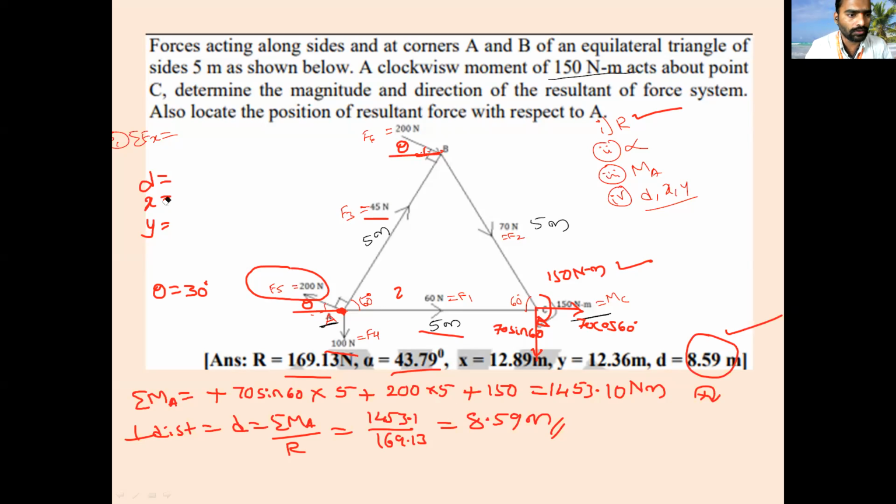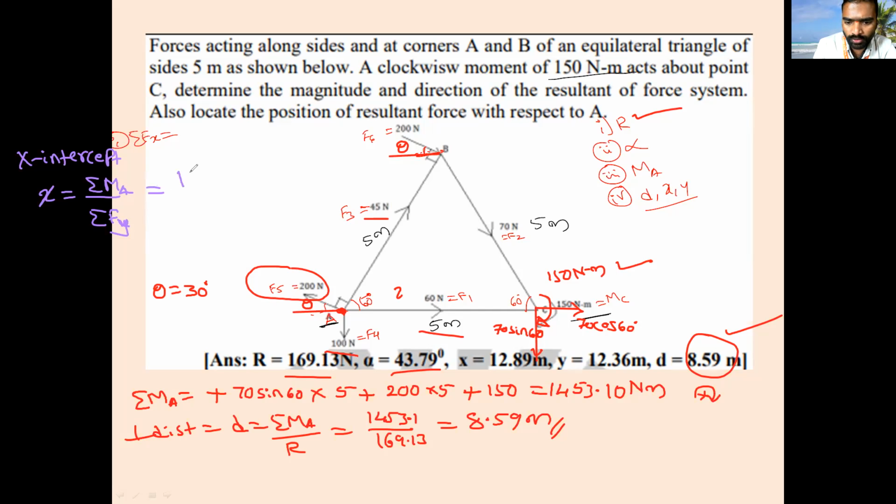Next, what do you have to find out? We have to find out the x-intercept. Is it visible? Whatever I am writing, is it full screen? Yes, sir. So the x-intercept. What is the formula? Summation of moment about A divided by summation of Fy. Whenever the x distance is asked, you have to take Fy.